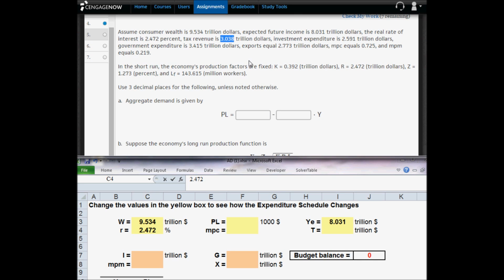Tax revenue is $3.038 trillion. Investment expenditure is $2.591 trillion. Government expenditure is $3.415 trillion. Exports total $2.773 trillion. The MPC is 0.725. And the marginal propensity to import is 0.219.